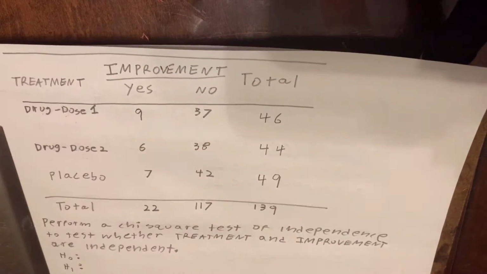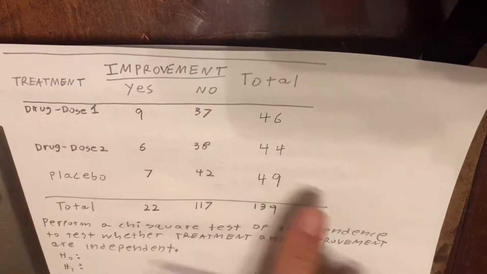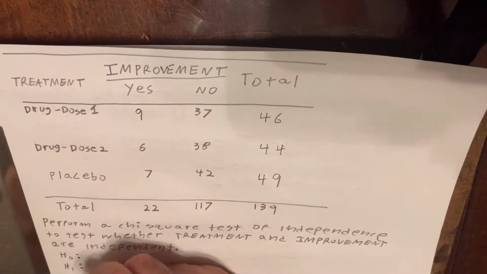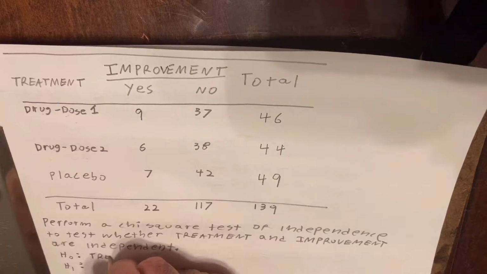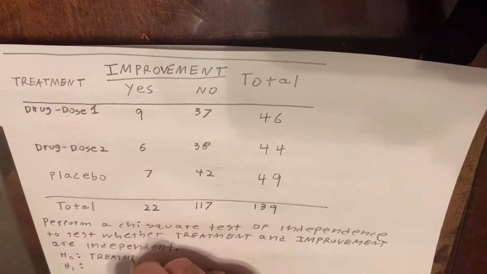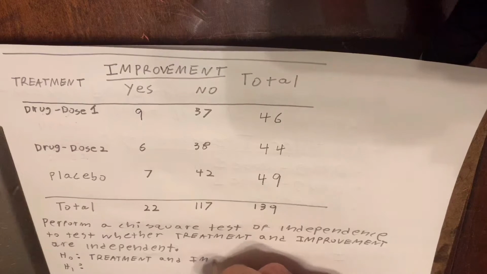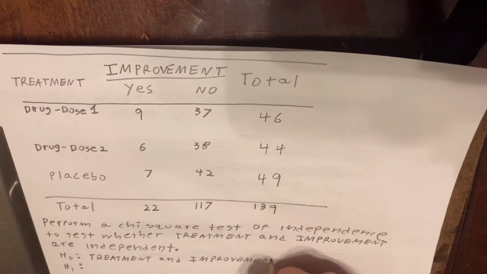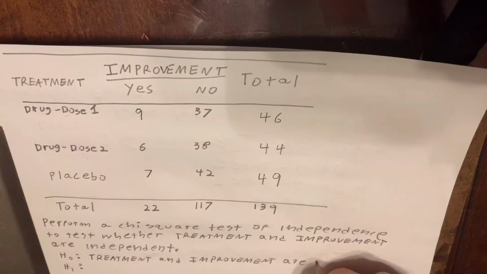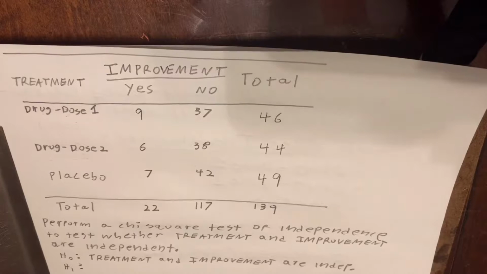So the null hypothesis in a chi-square test of independence is always that the attributes are independent. So we'll write something like treatment and improvement are independent. And the alternative hypothesis for a chi-square test of independence is always that the 2 attributes are dependent.